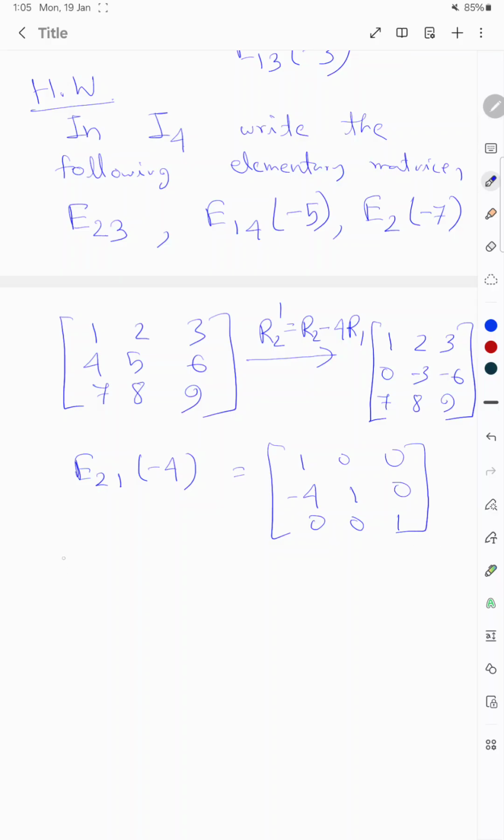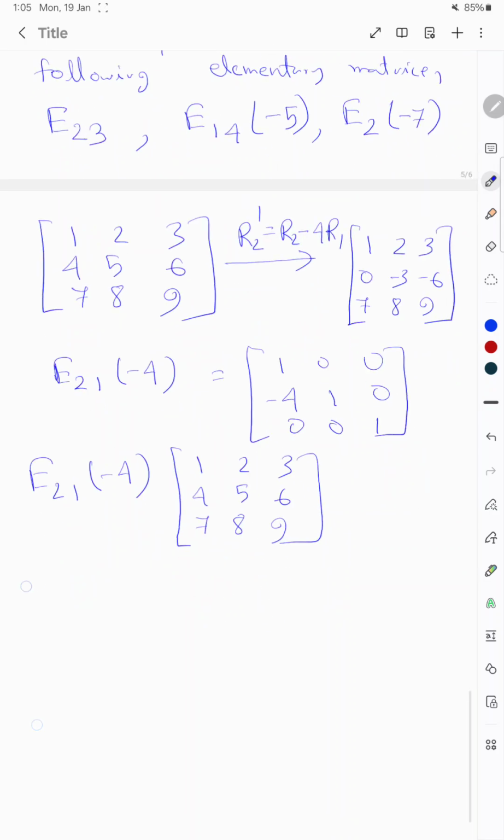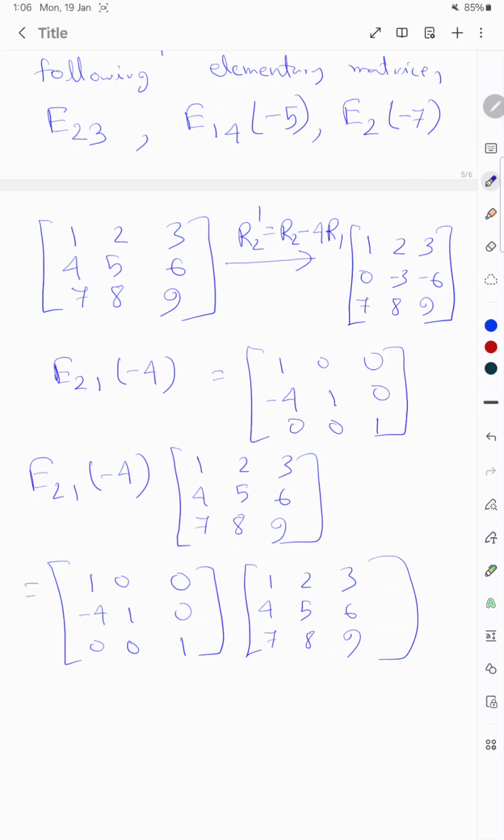Okay, now you just check if you operate this E21 minus 4 on this matrix 1 2 3, 4 5 6, 7 8 9. What is this? Just matrix multiplication. You know this is your 1 0 0, minus 4 1 0, 0 0 1, into 1 2 3, 4 5 6, 7 8 9. You just check if you do this multiplication, you are getting this matrix or not. Make sure of this. Okay, and if any problem, let me know on WhatsApp.